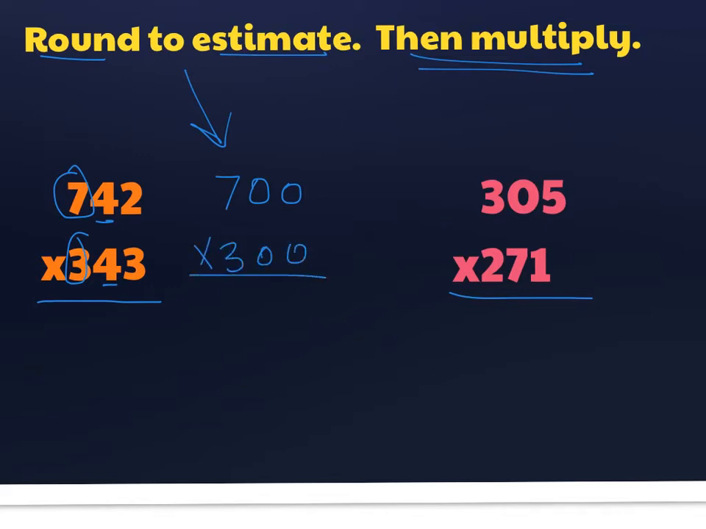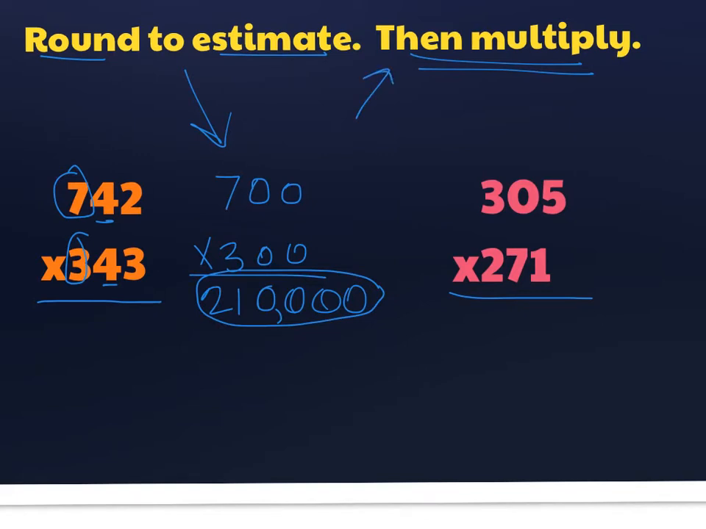Multiply, that's rounding, so now I have to get the estimate. 7 times 3 is 21, and then I add 4 zeros because I have 4 zeros in my factors, and we get 210,000. Okay, that's the first part. Now I have to do this, then multiply.